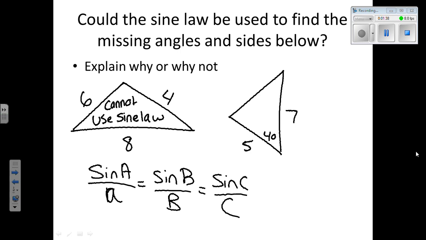Let's look at the second triangle. We are given two sides and an angle, so here we have more of a possibility that we could use sine law. Unfortunately, we can't because we are not given any opposite sides to the 40 angle, or any opposite angles to the 5 length or 7 length. Therefore, we cannot use sine law again.